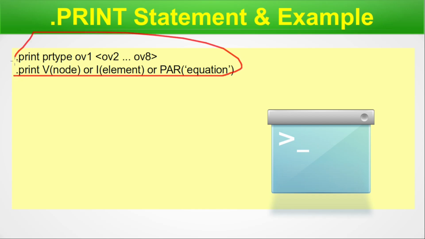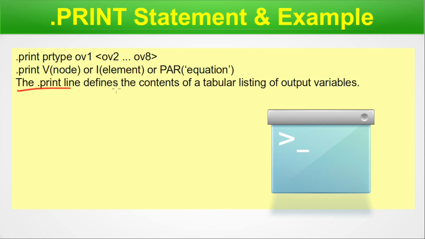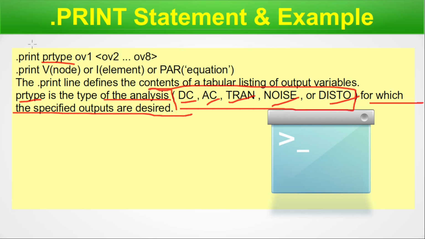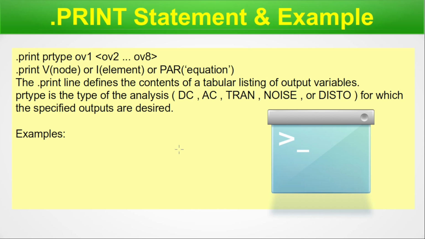However, all these things, whatever you give in the print, will come into the terminal as well as in the log file. The dot print line defines the contents of a tabular listing of the output variable. Generally, it comes as a table. When you give all of these things, they will come in a tabular format. The type are the analysis types like DC, AC, transient, noise, for which the specified output is desired. Generally, when we run a SPICE, we do any one of this type of analysis. So we also have to provide that analysis type here. That is mandatory.